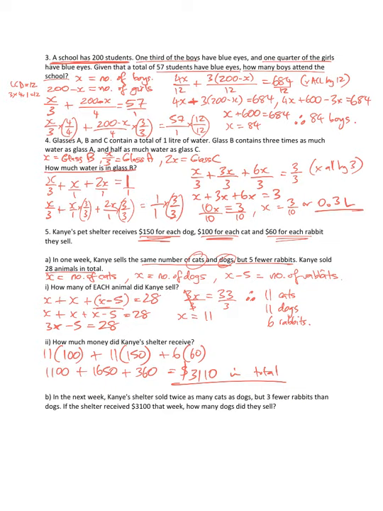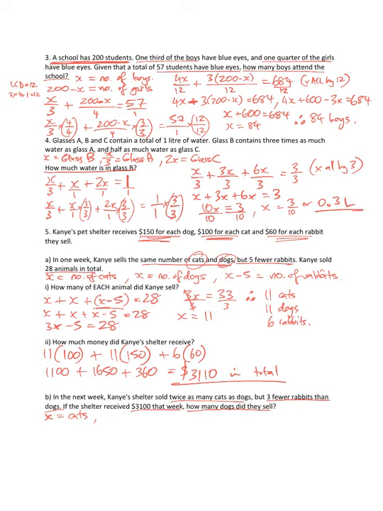Solution there. In the next week, Kanye's shelter sold twice as many cats as dogs, 3 fewer rabbits than dogs. If the shelter received 3,100 that week, how many dogs did they sell? Alright, I'm going to continue with, you can make X equal the number of dogs, but we already established up in the previous question that X was cats. So I'm going to leave X as a number of cats. X is cats.